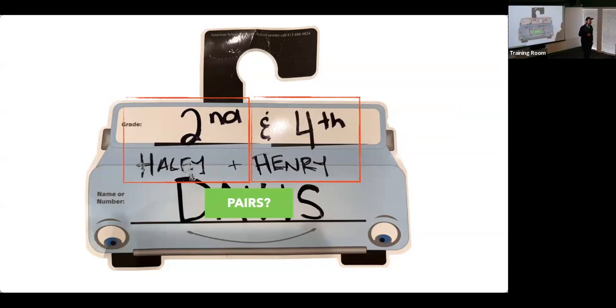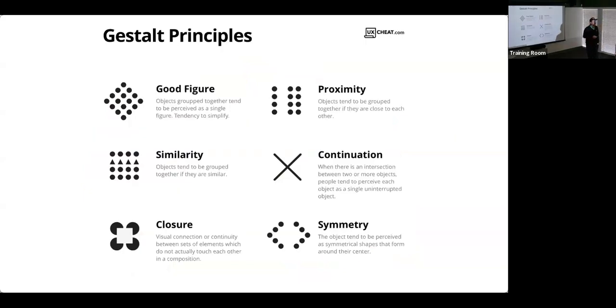Every day I go through the school line, they sit on a walkie-talkie and I hear them go, Haley second, Henry fourth, every day. And I cringe. I was like, why are they making this mistake? The reason has to do with the Gestalt principles. The Gestalt principles are principles of design that help our brain understand how the world is organized.